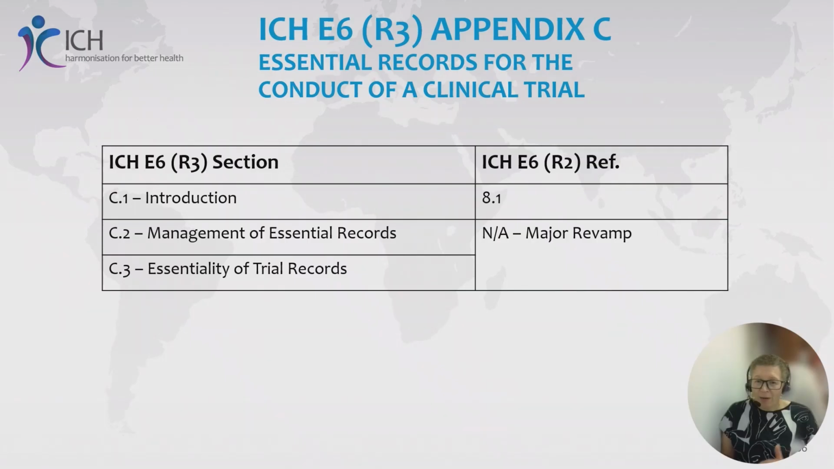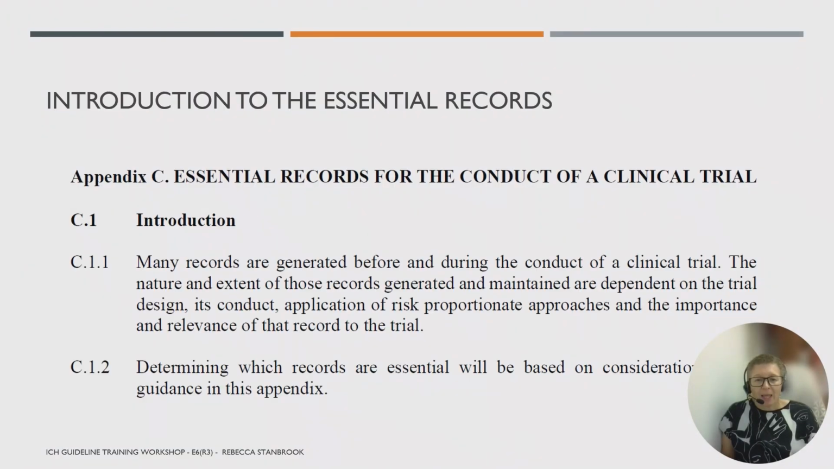So once again, we have this little table, and of course, because it was a major revamp, the essentiality and the management of essential records actually wasn't there previously in R2. So here we have that introduction. So what are the records? Records can be generated before and during the conduct of the trial, and the extent of those records is dependent on the trial design. So once again, it's bringing in that individuality of the clinical trial.